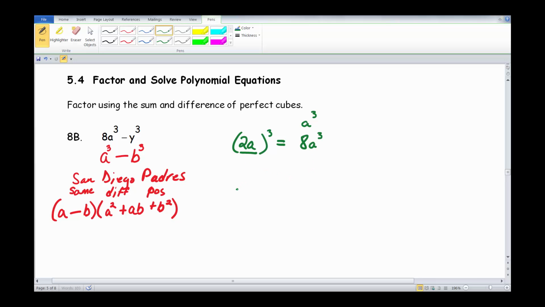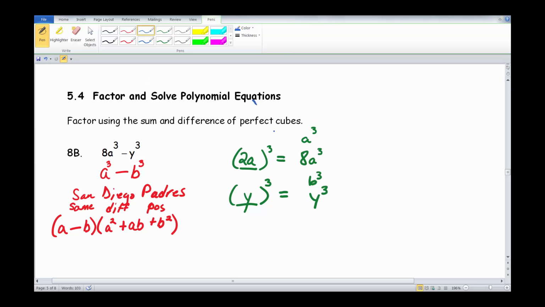Now we have to go ahead and find out what is our b. So we're asking ourselves what cubed gives us that b cubed, or that y cubed. Because again, this y cubed was our b cubed. So just asking ourselves what cubed gives us that y cubed, well, y accomplishes that. Y cubed gives us, again, that y cubed. In doing that step, what we have done is identified our a and our b.